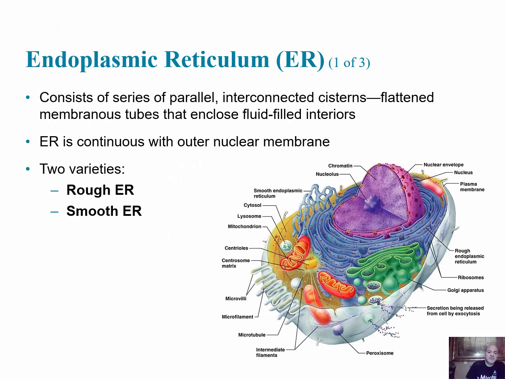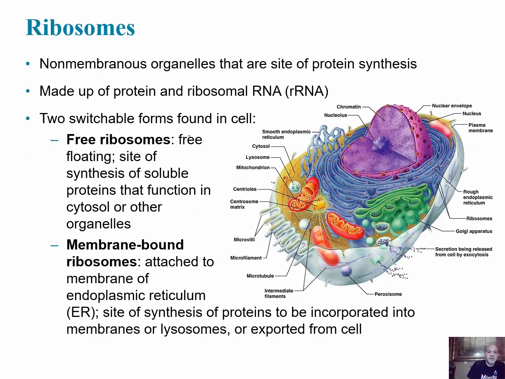And then we have ribosomes, and these ribosomes are non-membranous organelles, and they're the site of where protein synthesis occurs. So these are the protein factories. The ribosomes are going to be made up of protein and a kind of RNA called ribosomal RNA. There's two forms found in the cell. One is free ribosomes, and the free ribosomes you can see as these red dots in the diagram on the right. And they're floating freely.